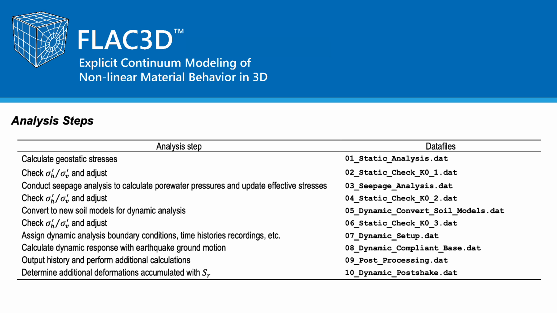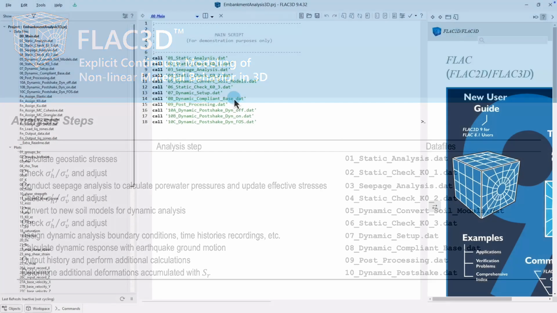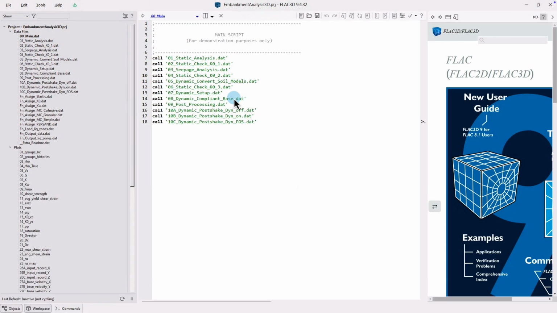In the final analysis step, a post-earthquake analysis is conducted in which additional gravity-driven deformations accumulated are determined if portions of the alluvium reach the residual shear strength. This completes the formal description of the problem analyzed. Now in part 2, a more informal commentary of the FLAC3D project is provided.